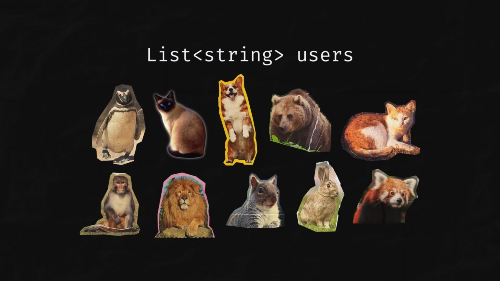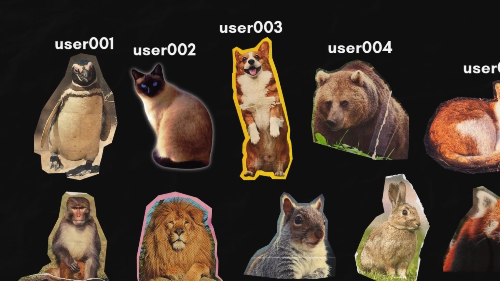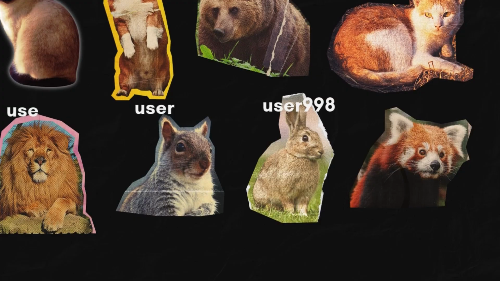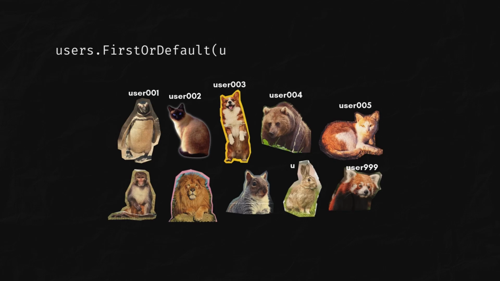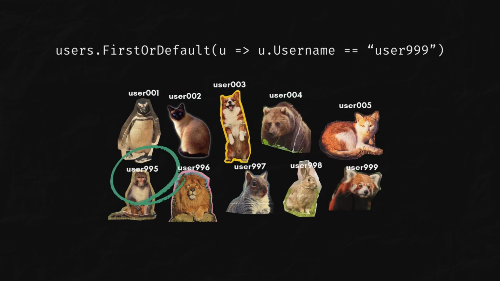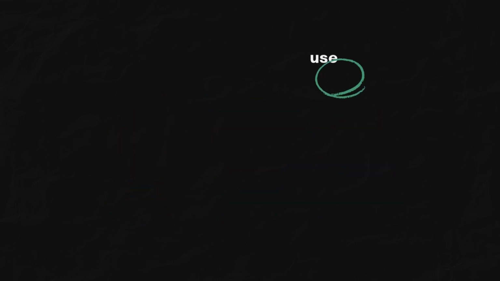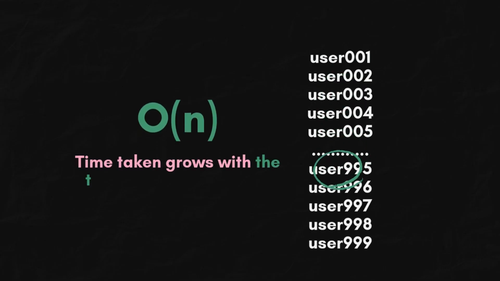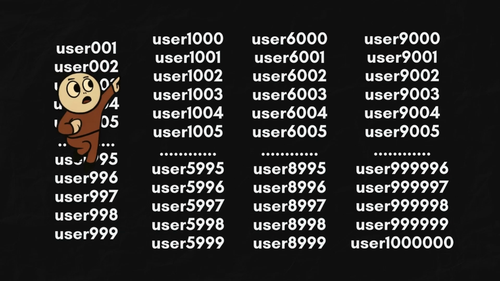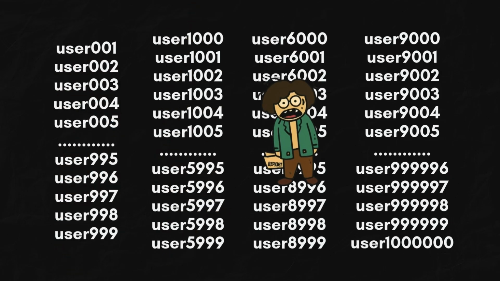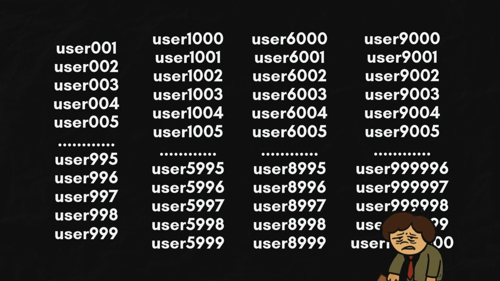Imagine you have a giant list of users, like user 001 all the way to user 999. And now you want to find user 999. You start scanning from the top, one by one, slowly. This is O(N). The time it takes grows with the length of the list. If you have 1 million items, guess what? You do 1 million checks. Your soul slowly leaves your body.